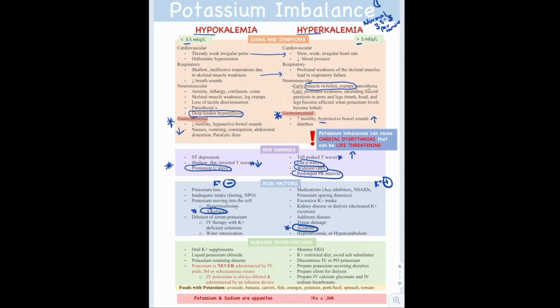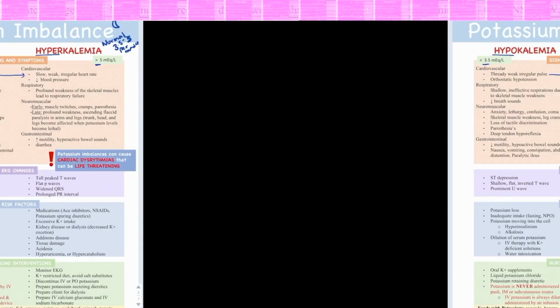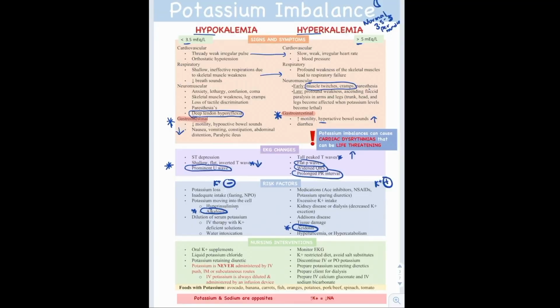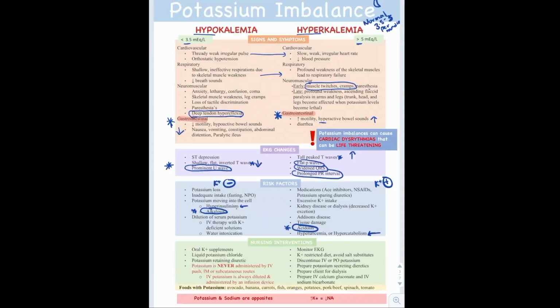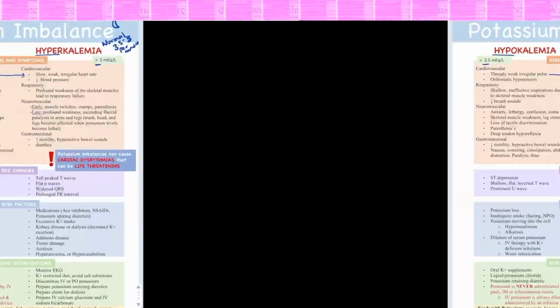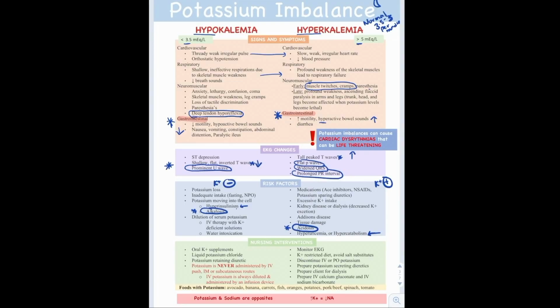Now, if you're looking at this whole list and trying to memorize each side, it's going to be really hard. It's a lot of information. So what we want to do is pick out the key differences. And it may also be good to memorize that hyperinsulinism is for hypokalemia, or hyperuricemia and hypercatabolism are for hyperkalemia.